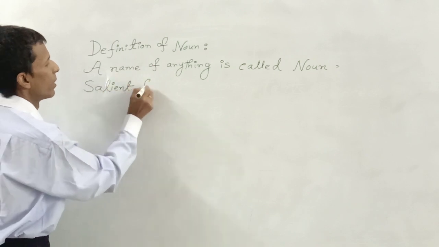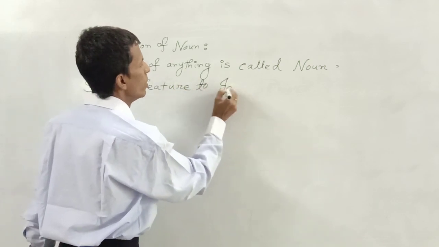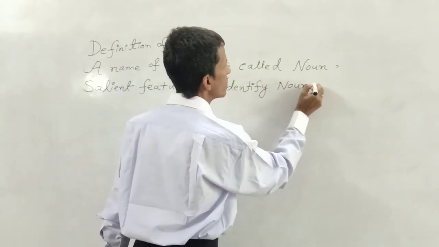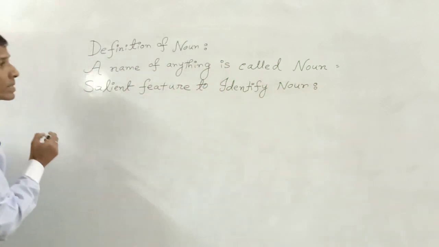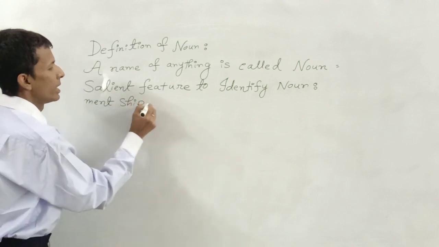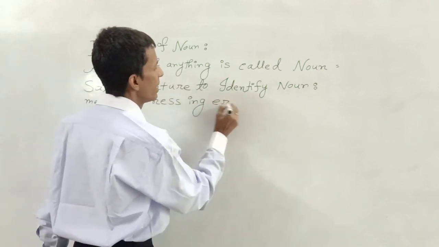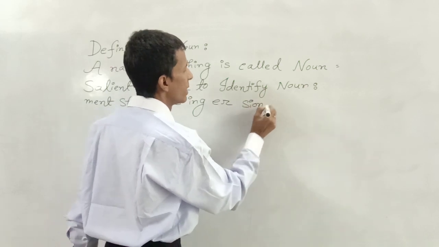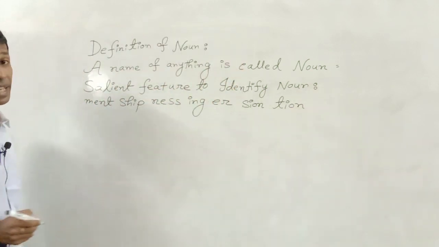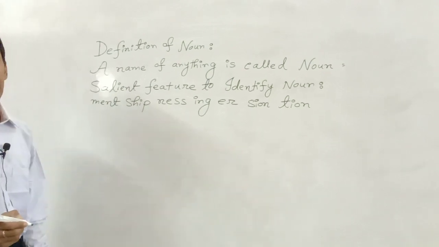Salient features to identify noun. Like ment, ship, hood, ing, er, sion, tion. If such kind of sign is added at the end of the word, then you will understand that this word is, most of the time, a noun.